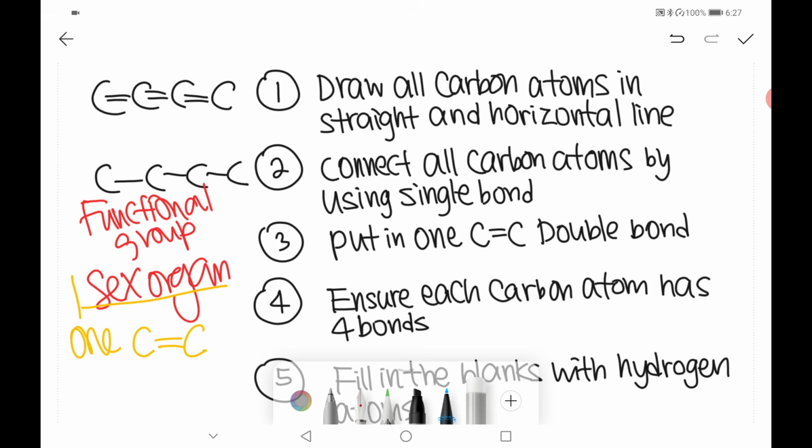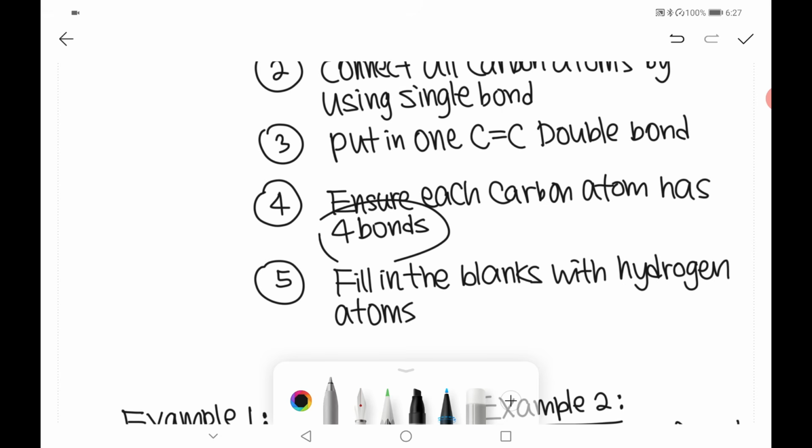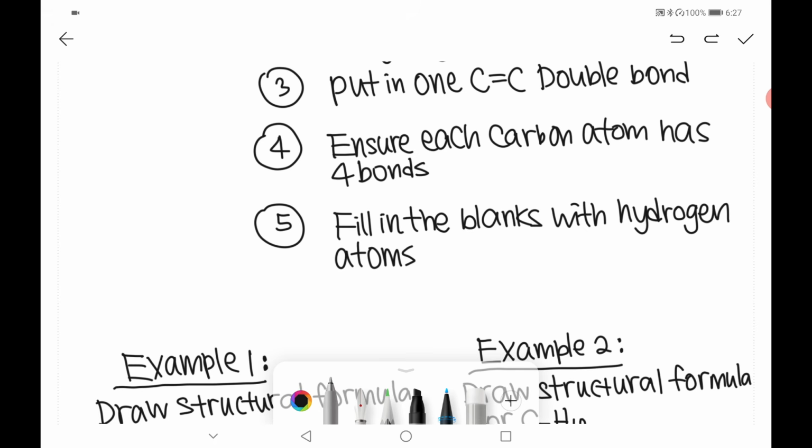Alright? So after you put in the carbon-carbon double bond, after we put in the sex organ, the next thing we need to make sure is that every carbon always has 4 bonds. I mentioned this before. Carbon forever has 4 bonds. Carbon must have 4 bonds. It cannot be more, cannot be less. Carbon must be exactly 4 bonds only. Then in the end, fill in the blanks with hydrogen. After we make sure the carbon has 4 bonds, all the empty space you put in hydrogen.